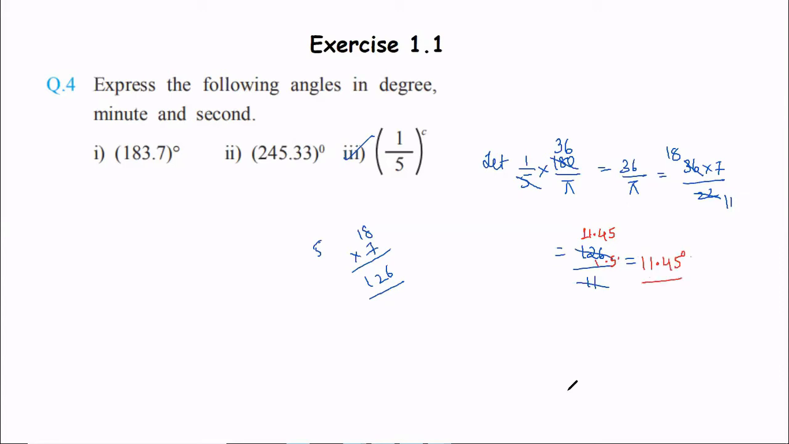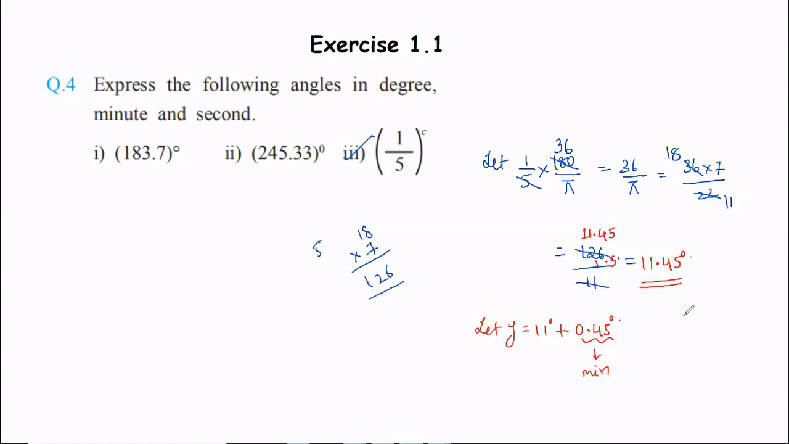11.45 degrees. So now we will convert 11.45 degrees into degree, minute and second. So the degree part is done. Now we need to convert further. So let y be equal to 11 degrees plus 0.45 degrees. Over here, the 0.45 degrees needs to be converted to minutes.